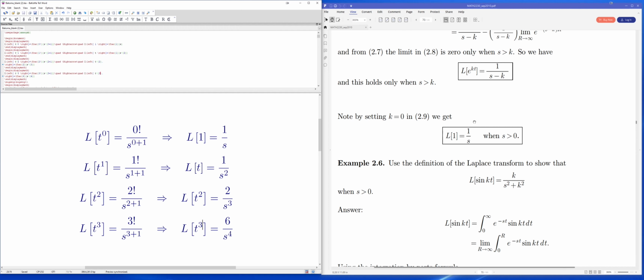And you'll see this quite a bit. This is Laplace of a constant. So Laplace of a constant, when the constant is equal to 1, is 1 on s.